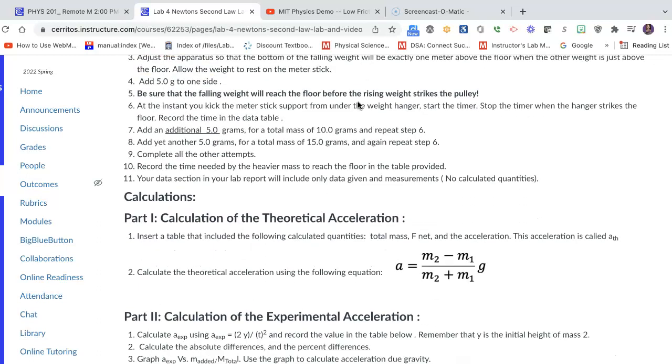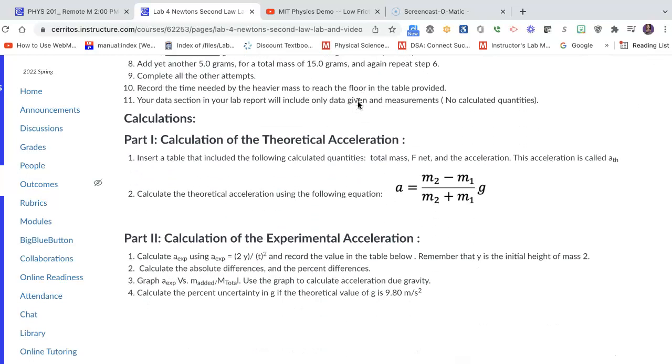Now for the calculation of the theoretical acceleration, we are going to insert a table that includes the following calculated quantities: total mass, F net, and the acceleration. This acceleration we call the theoretical acceleration, and we're going to calculate it using the following equation. This is all going to be done in Excel.